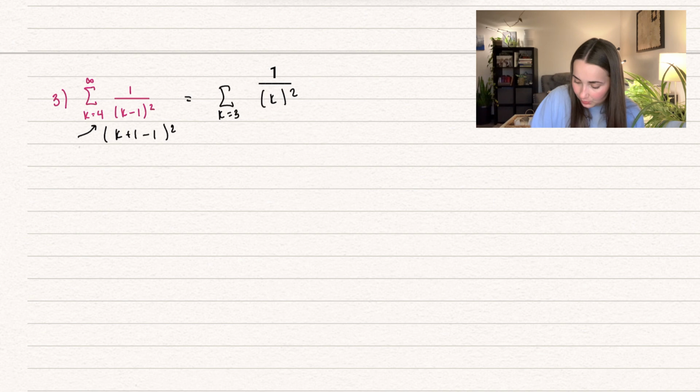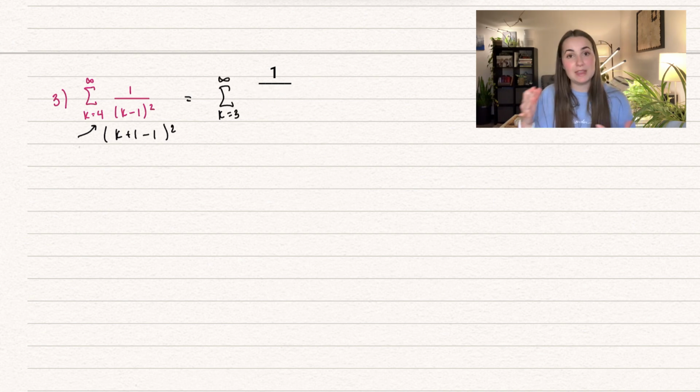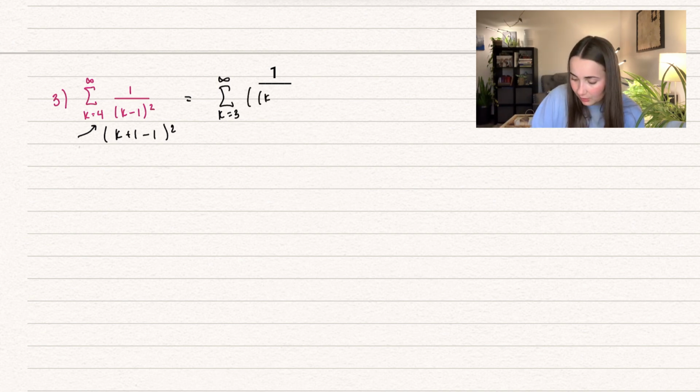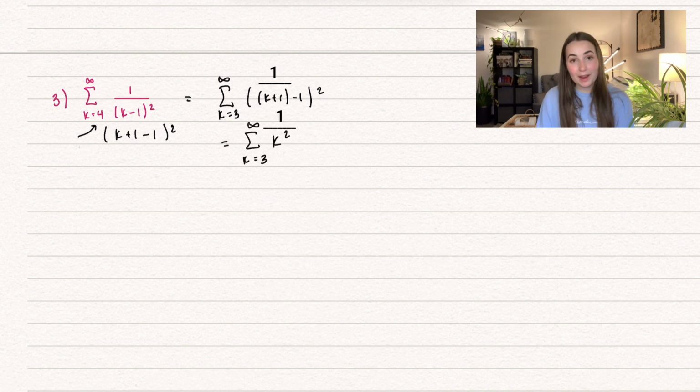If I start at 3 instead and go to infinity, what happens is when you subtract from the index, you add that amount to k in your little formula. So k plus 1 minus 1 to the power of 2, well, those minus 1s and plus 1s cancel out, so we get the summation k equals 3 to infinity of 1 over k squared.